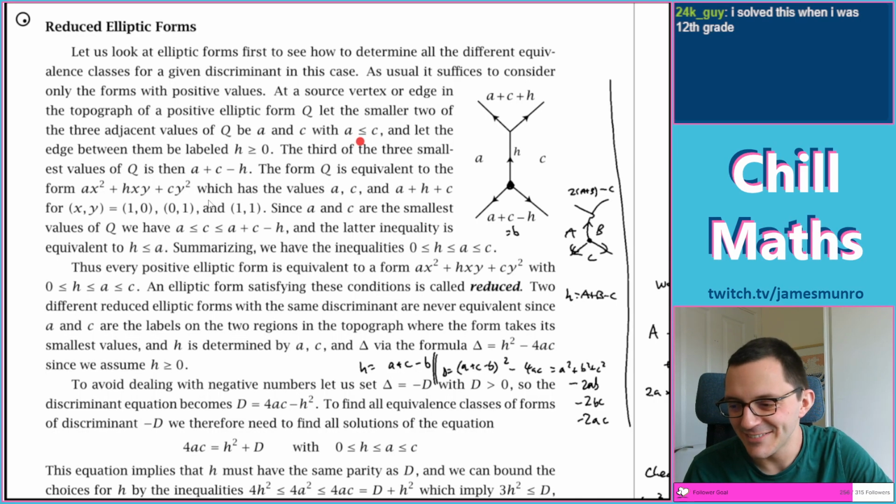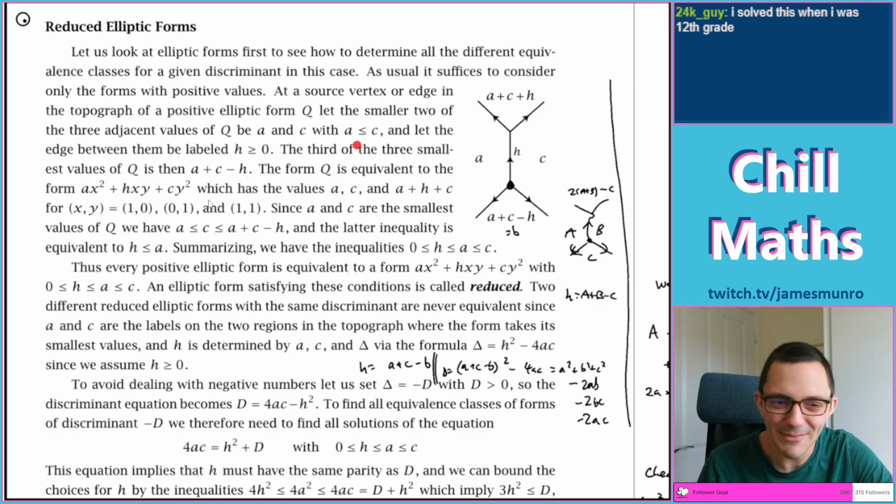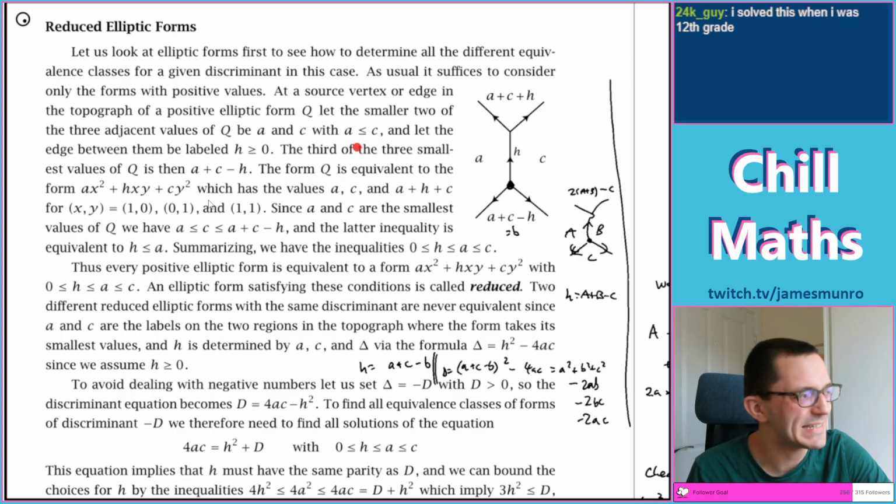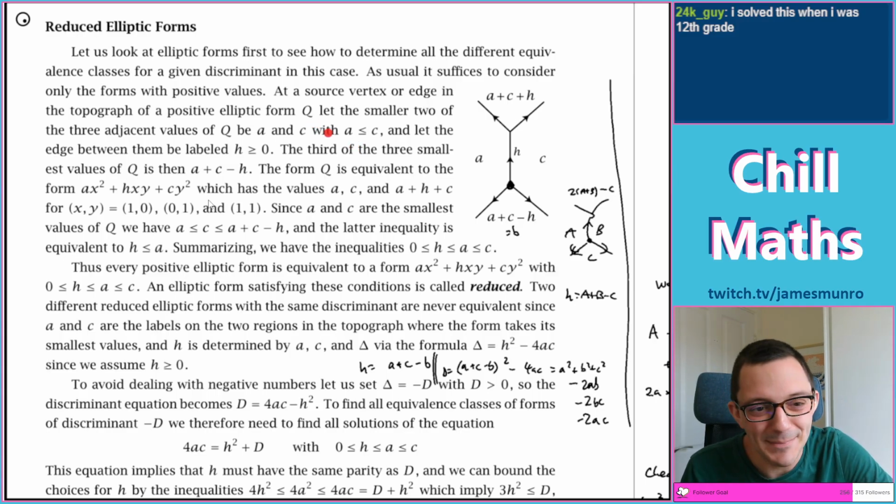You solved this when you were in 12th grade. Ah, cool. I mean, what I'm currently trying to do is read a book that was updated last year. So maybe you could explain this to me in chat. That would be really helpful. Okay.